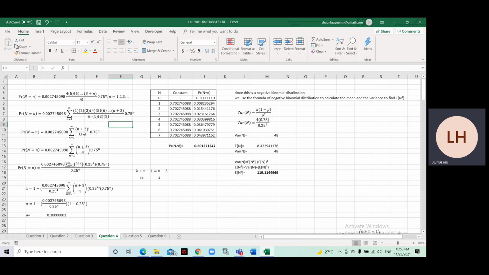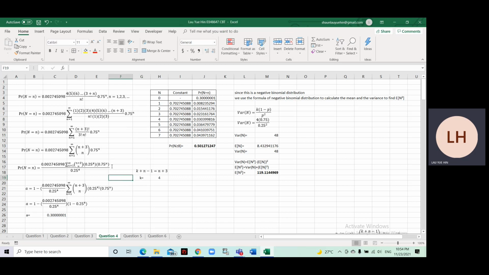And from this one, we know that k plus n minus 1 equals n plus 3. So we know that k equals 4, which is the number of successes. And the probability of success is 0.25, which is 1 minus 0.75. So this is the whole negative binomial distribution.